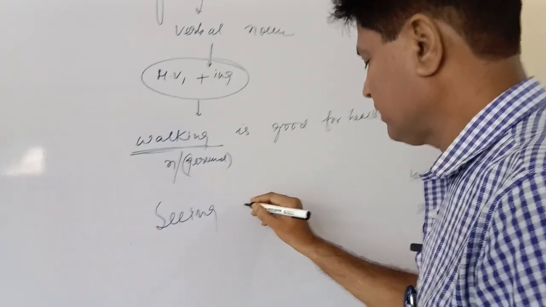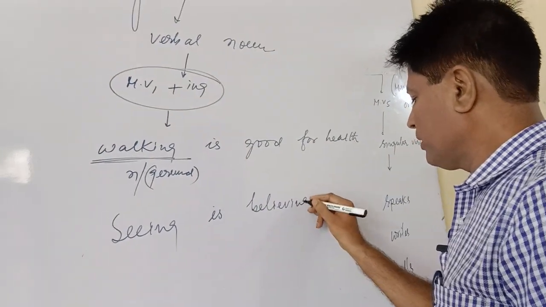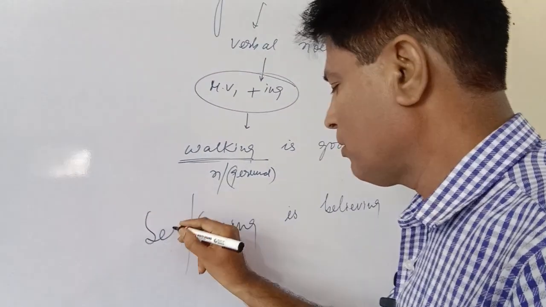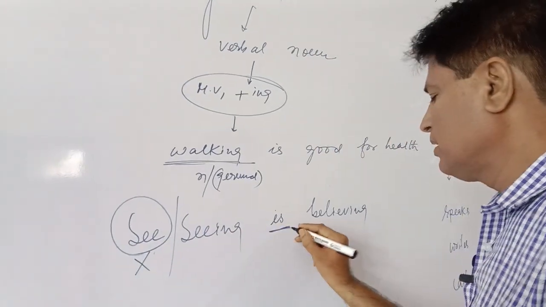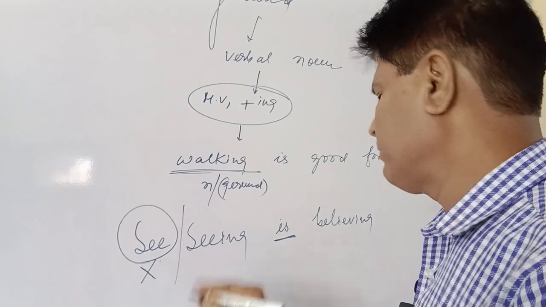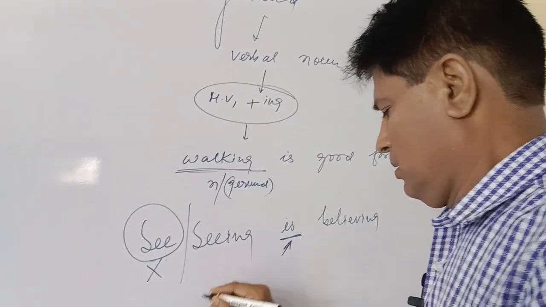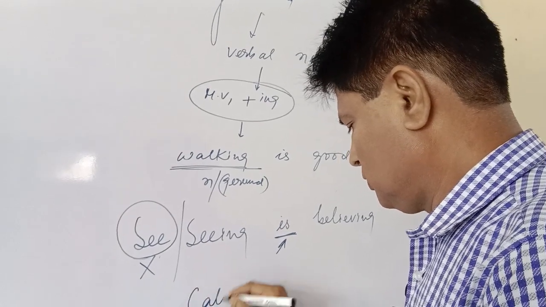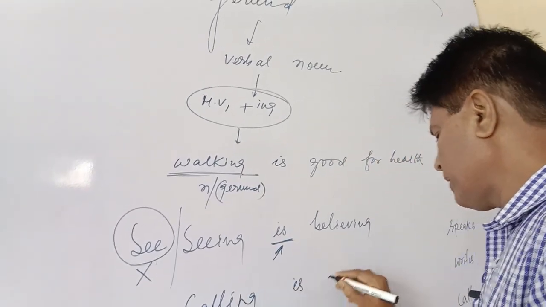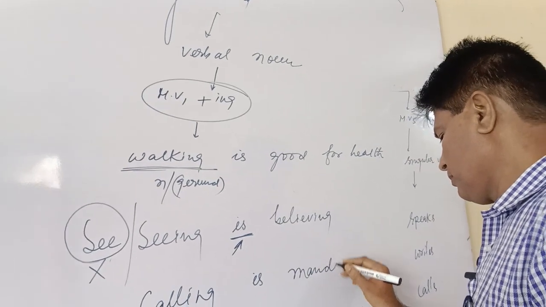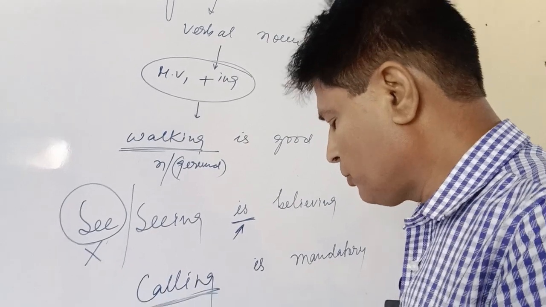Seeing is believing. Here, you can't use see is believing. It will be wrong. The main verb see cannot be used in the beginning, and if you do use a main verb in the beginning, then after that you can't use any other verbs. Calling is mandatory. Here, calling is a gerund for you.